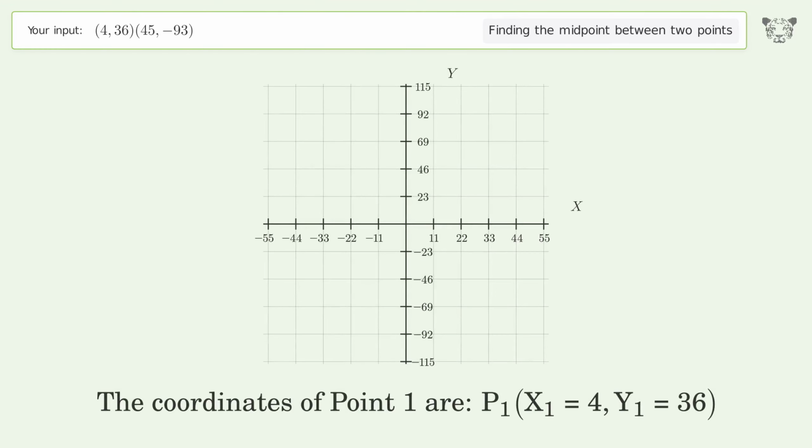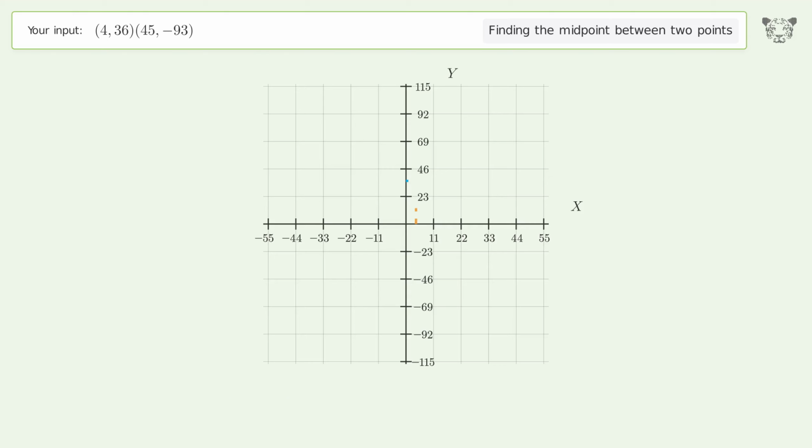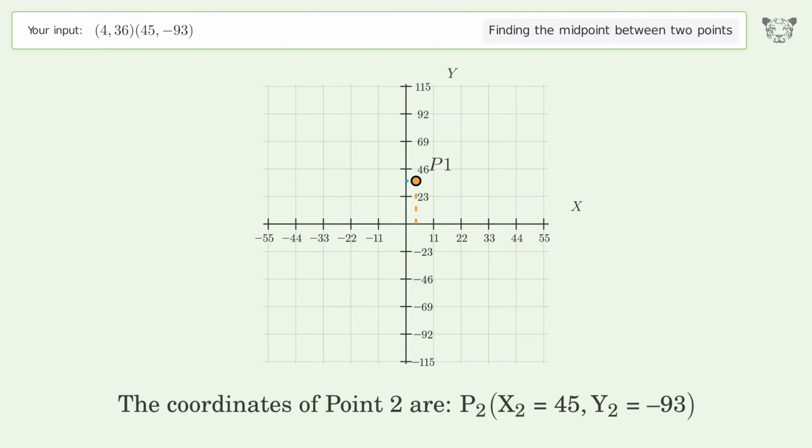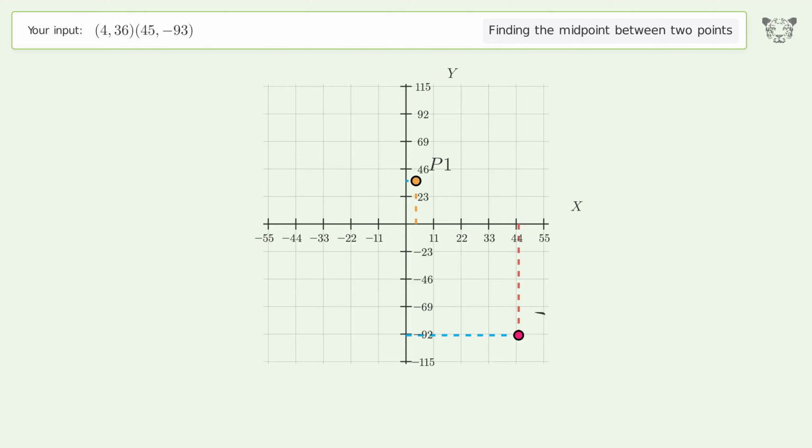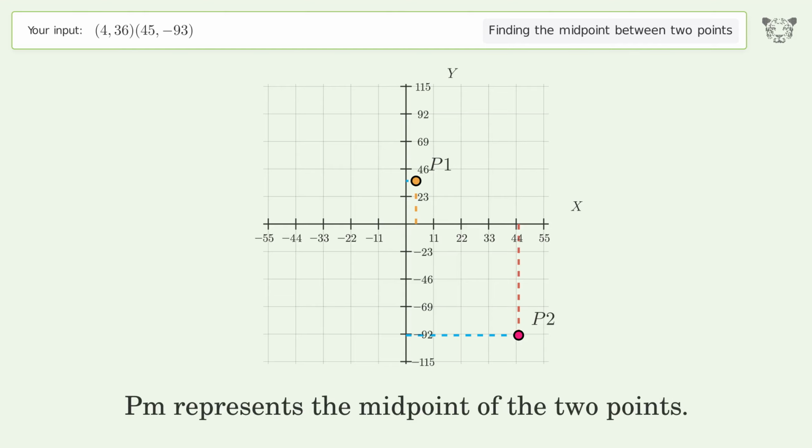The coordinates of point 1 are x1 equals 4, y1 equals 36. The coordinates of point 2 are x2 equals 45, y2 equals negative 93. PM represents the midpoint of the 2 points.